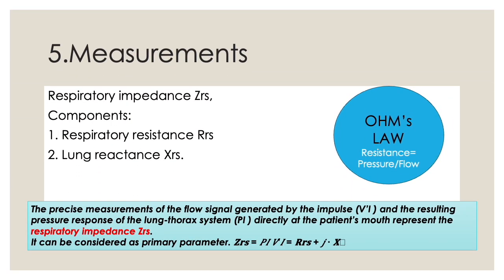Point number 5 to know in an oscillometer is what measurements we use. So as I said, there are three main terms that you will be seeing in a lot of reports. One is respiratory impedance, which has two components, respiratory resistance and lung reactance. And what it uses mainly is Ohm's law to define resistance as change in pressure over change in flow.